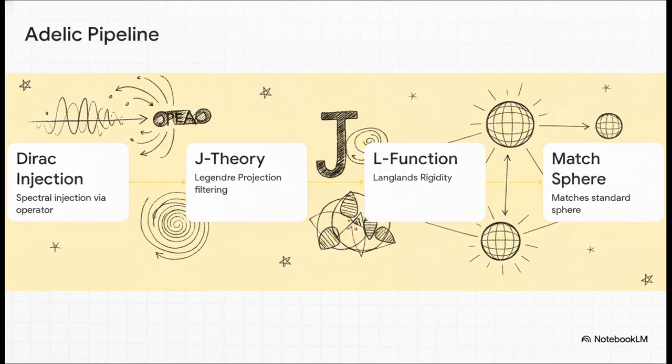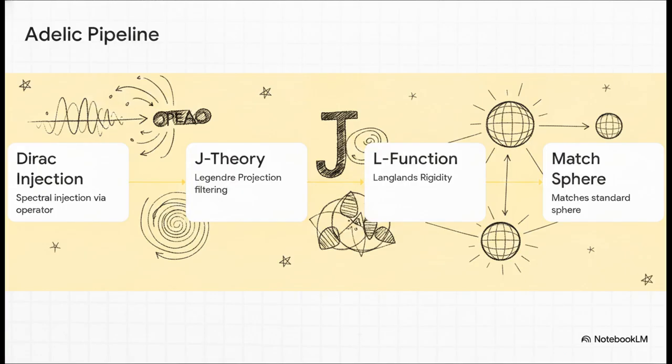Okay, now that we've seen the heavy equations, let's just cleanly map out the step-by-step pipeline to prime your brain for what's next. First, we inject the spectral data via the Dirac operator. Second, we filter it through Legendre projection and J-theory. Third, we apply Langlands L-function rigidity. And fourth, we match it to the standard sphere.